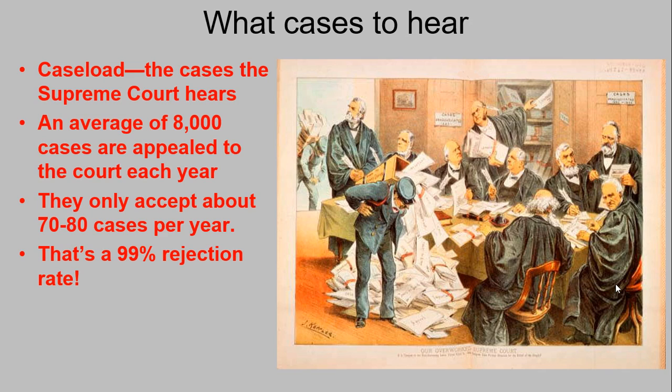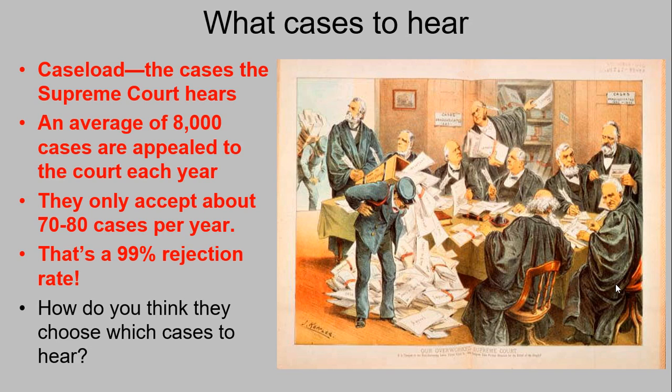So is it likely that you ever said to yourself, like, I'll take this all the way to the Supreme Court if I have to? That is not likely. There's a 99% rejection rate. So how do they decide which cases to hear? They reject 99% of them. How do they decide what's good enough to be that 1%?